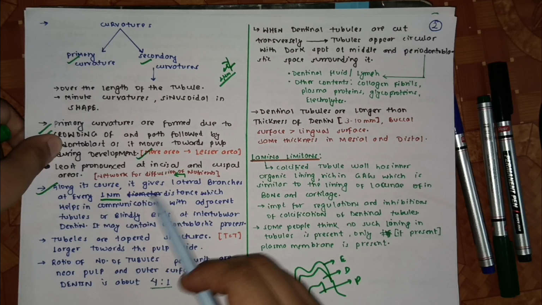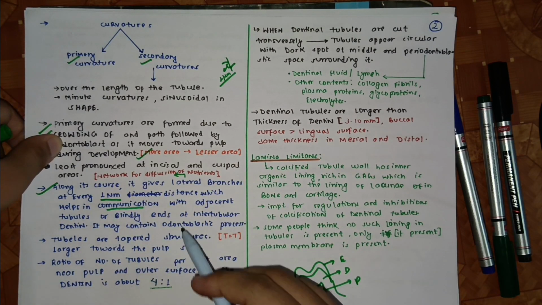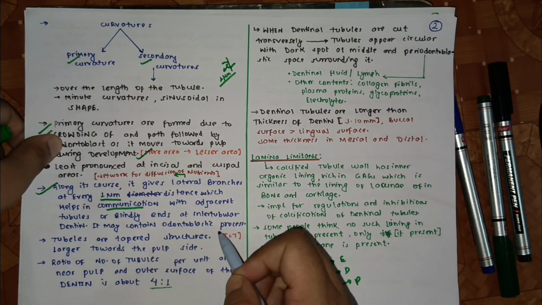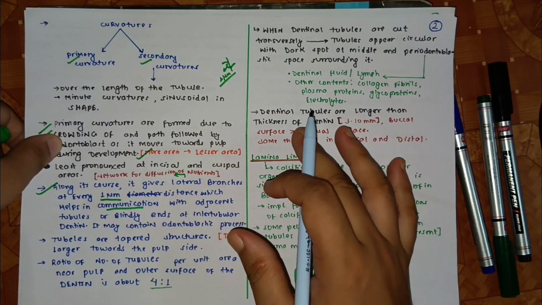After that, the function of this lateral branch is to help in communication with the adjacent tubules or blindly inside the intertubular dentin. It may contain the odontoblastic processes; odontoblastic processes may be present in those lateral branches.